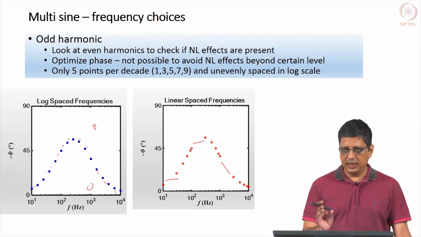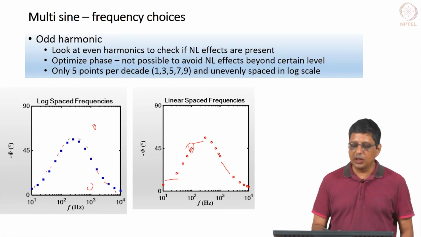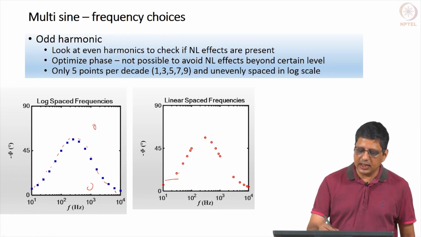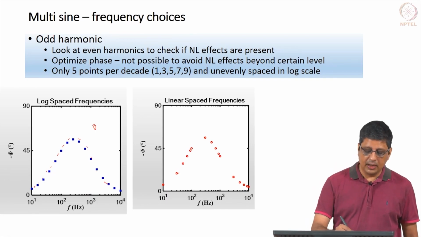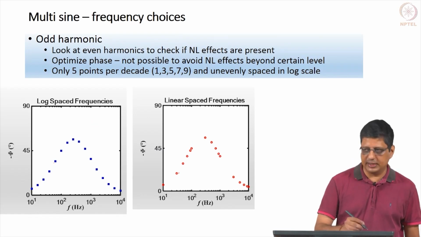Here already you are in a sparsely spaced region, you throw away 2 data points, then you will have to really guess what is happening in between. So, from that perspective, odd harmonic choice is not really a good choice, and if you skip some of the frequencies 1, 3, 5, 7, 9, it is going to be worse.